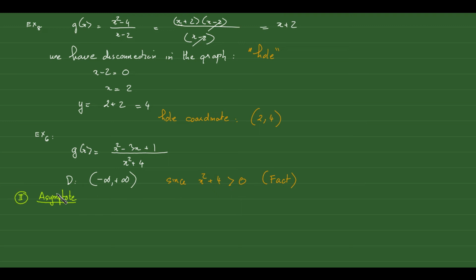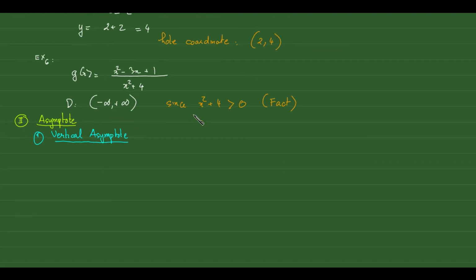Before we investigate whether or not a rational function has asymptote, we try to see what we mean by asymptote. Let's talk about the first type of asymptote, which is vertical asymptote. What is vertical asymptote? Vertical asymptote is just a vertical line. The graph of the rational function never crosses that vertical line. So what does it mean?